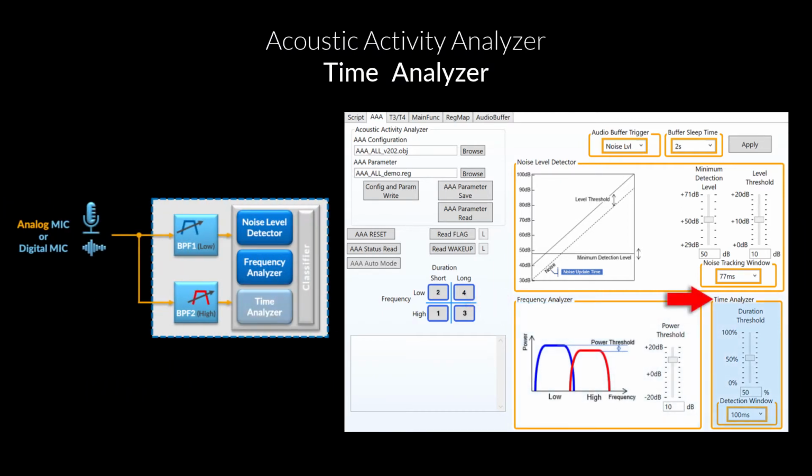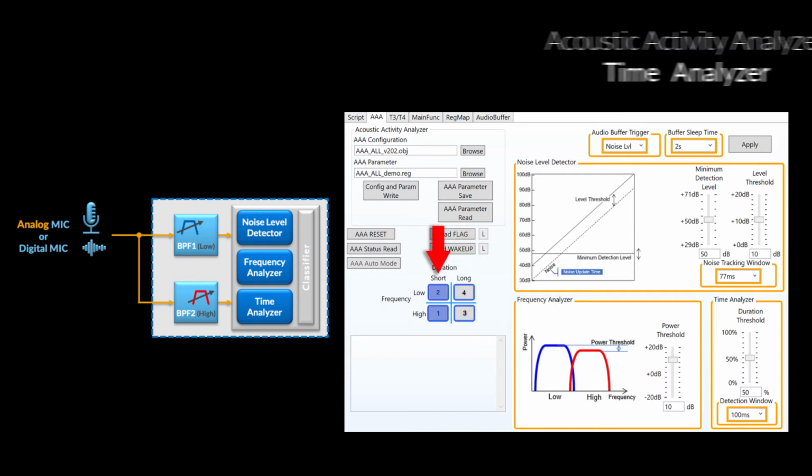The time analyzer's job is to determine if a sound is of long or short duration. In the GUI, we set a time analyzer detection window and a duration threshold. Let's say that we pick 100 milliseconds as the detection window length and 50% as the duration threshold. If the audio event spends more than 50% of that 100 milliseconds above the NLD's level threshold, we call it a sound of long duration. Below 50%, we'd consider it to be a short sound.